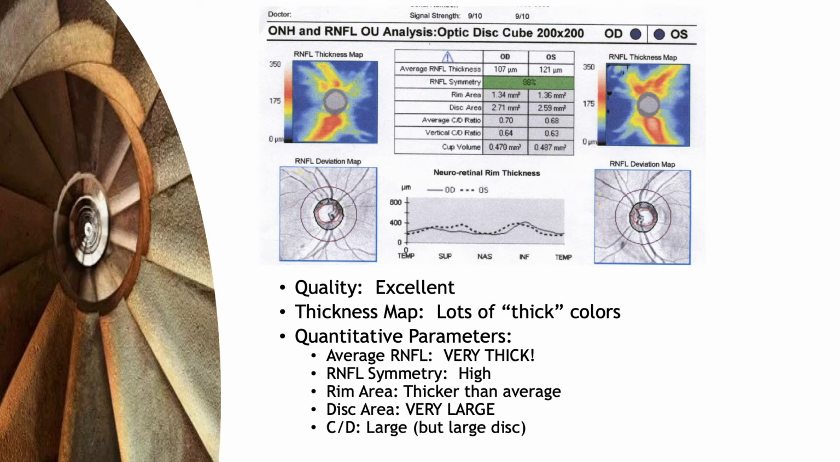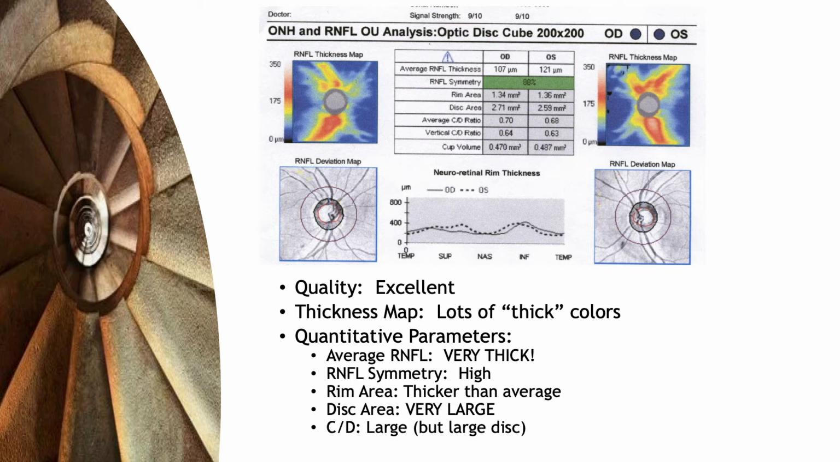The disc area is 2.71 in the right eye, 2.59 in the left eye. So we're dealing with really large optic nerves. And so, Mark, that kind of goes back to your rule number 2, which is, can I apply the reference database or the normative database to this patient? And because his nerves are so big, I don't think that we can.